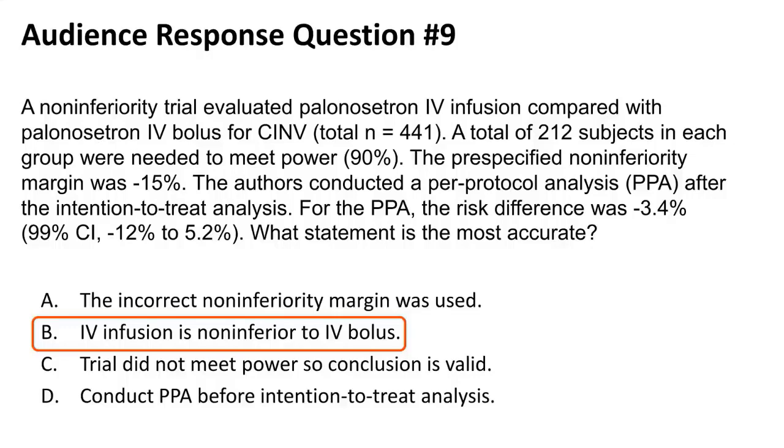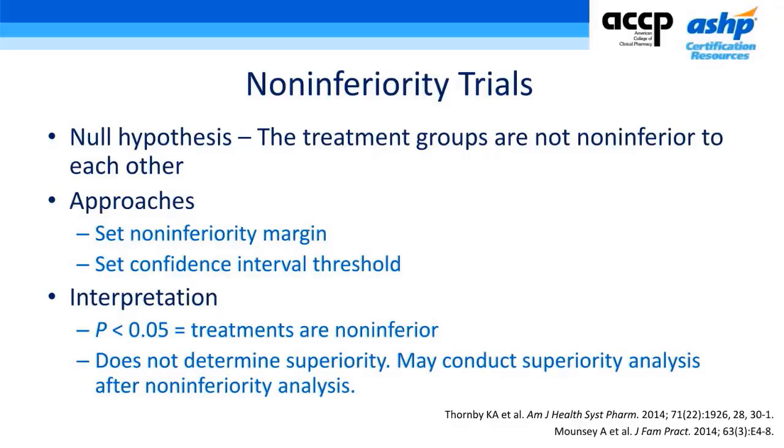conduct a non-inferiority study. So with non-inferiority trials, we're looking at a null hypothesis that the treatment groups are not non-inferior to each other. I know that sounds a little bit awkward from a grammar perspective, but nonetheless, that is how we state it. And so we're thinking about a non-inferiority margin and a confidence interval threshold when interpreting the results. And so often we'll use a p-value of 0.05 to indicate that the treatments are non-inferior.